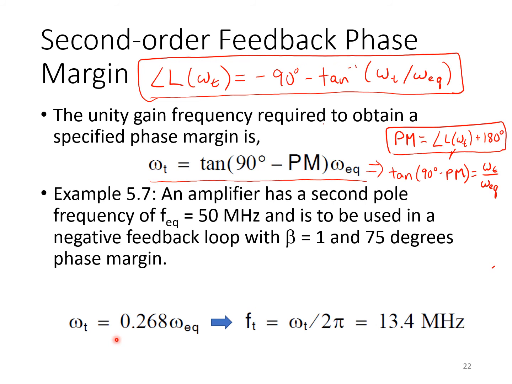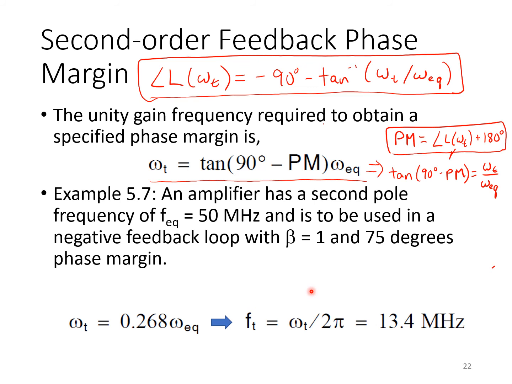And so we right away know that if the amplifier has this equivalent second pole at 50 megahertz, the unity gain frequency, and hence the bandwidth of the closed loop amplifier, must be only about 13 megahertz in order to maintain that 75 degrees phase margin. So again, it's a very useful expression for doing very quick calculations of closed loop bandwidth.